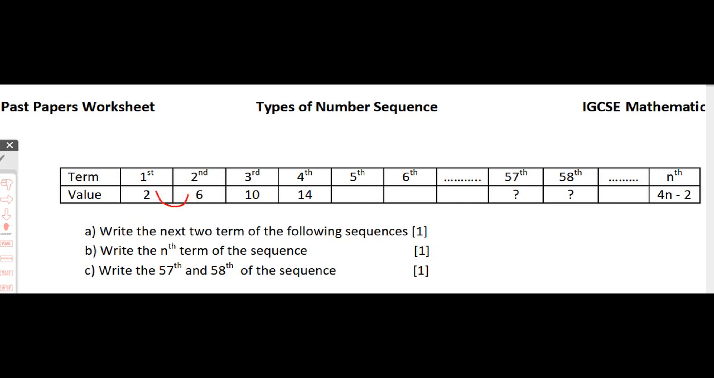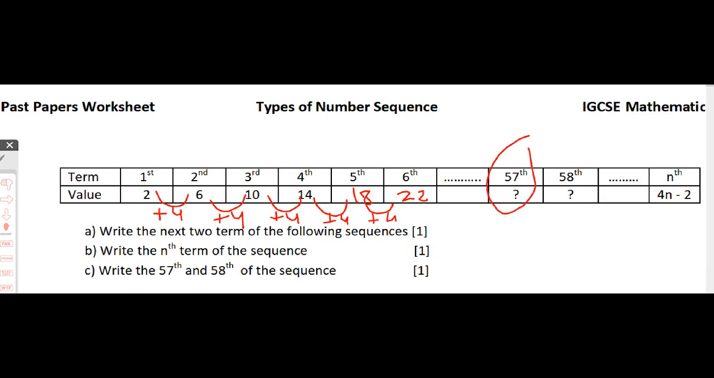So what is happening in between? How is 2 changing into 6? By adding 4. How is 6 changing into 10? By adding 4. How is 10 changing into 14? By adding 4. So that means we can get the fifth term by adding 4 here, and we'll get 18. And then to get the sixth term, we'll add another 4 to get 22.